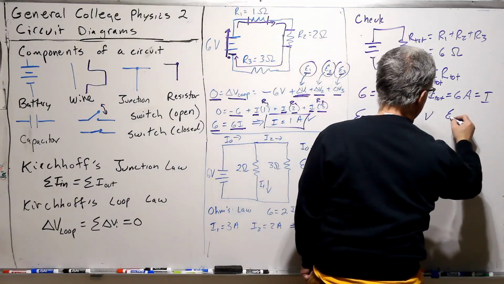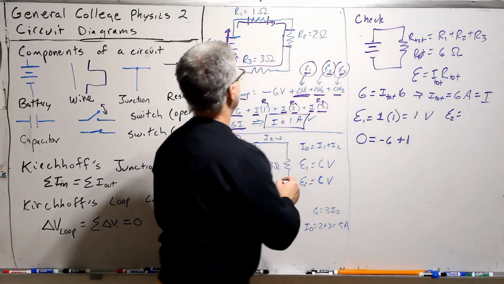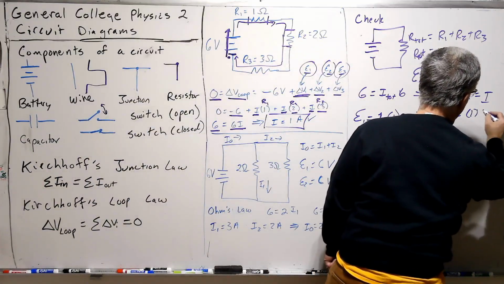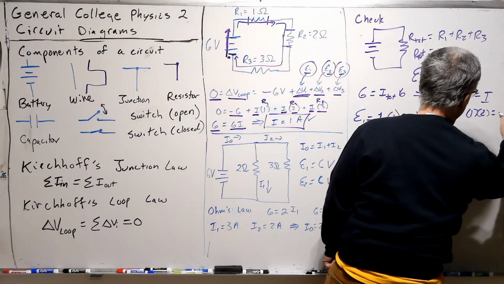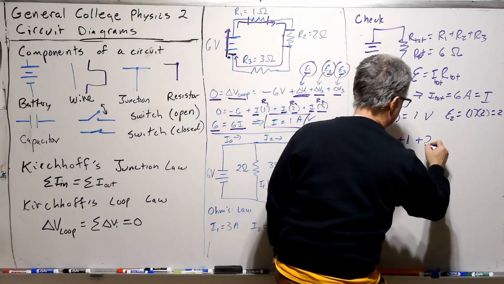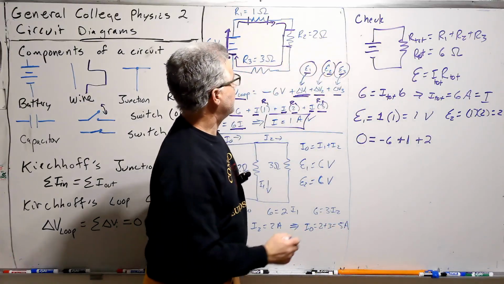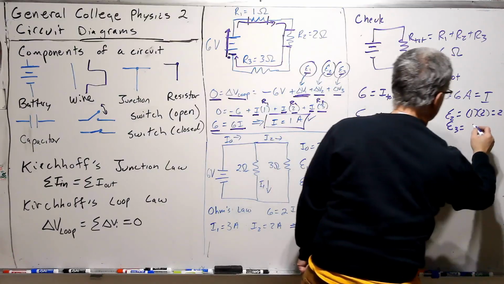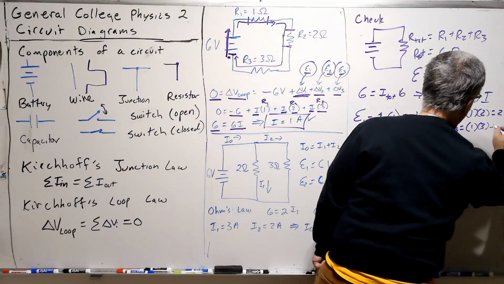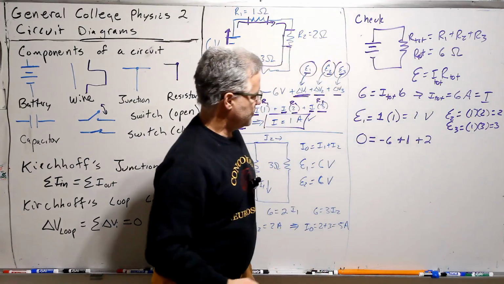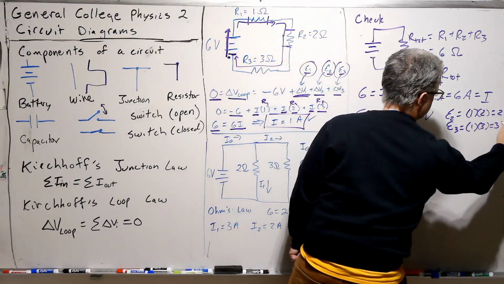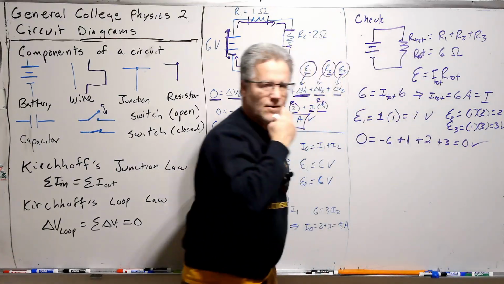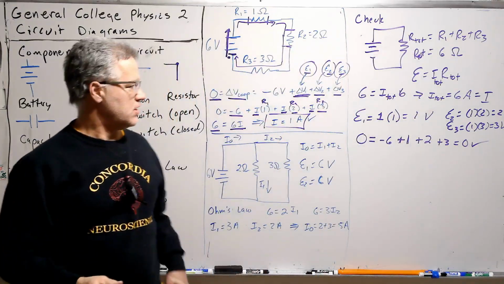Then E2 is equal to 2 times 1. So we're going to drop 2. And then finally we have E3, 3 volts. And we see that by applying Ohm's law locally as well.